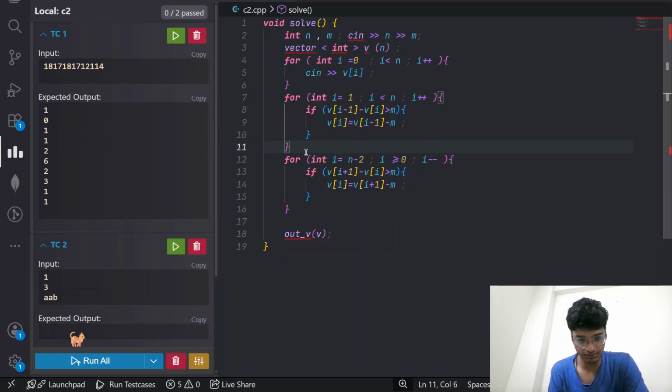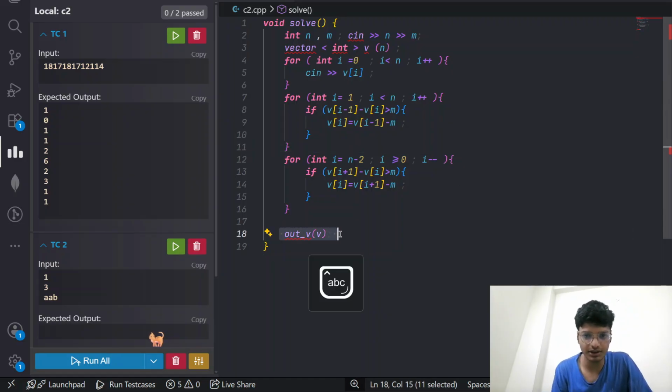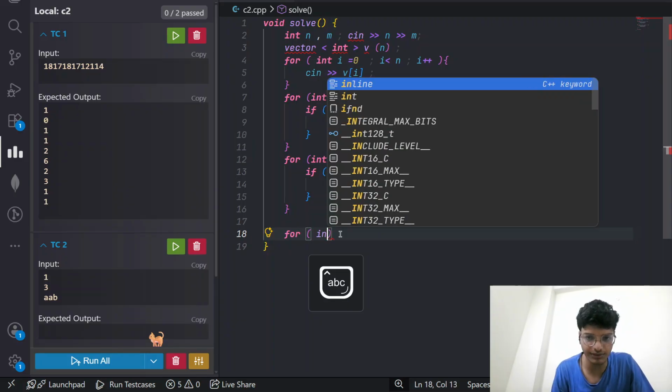So after doing the whole iteration, after changing the whole thing, we move from i equal to n minus 2 to i equal to 0. Then the same thing, that is v of i plus 1 minus v of i. If the difference of both is greater than m, then change v of i. And then after all, we will just output it.